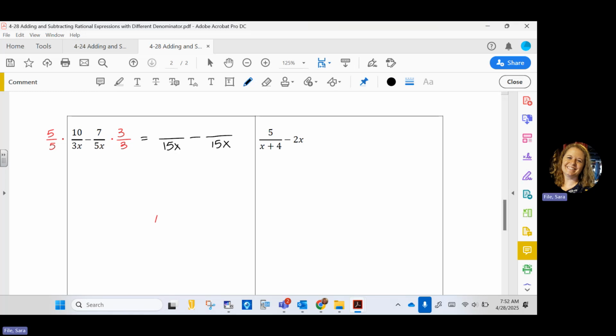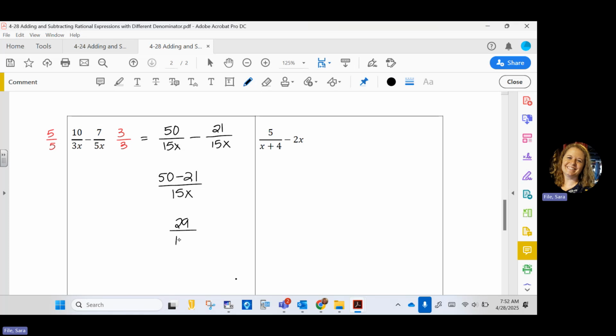In my numerator over here, 5 times 10 would be 50, and 7 times 3 would be 21. So now I'm going to combine these: 50 minus 21 all together over 15x. And then I just do that subtraction. What's 50 minus 21? 29.